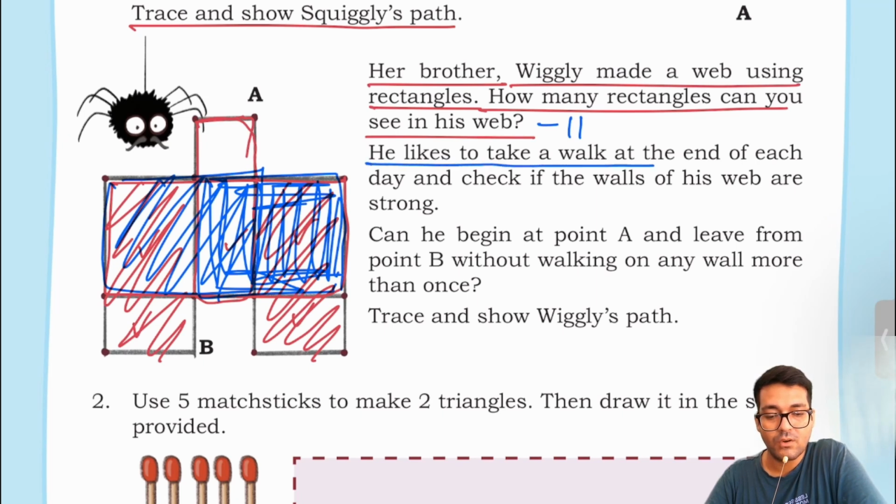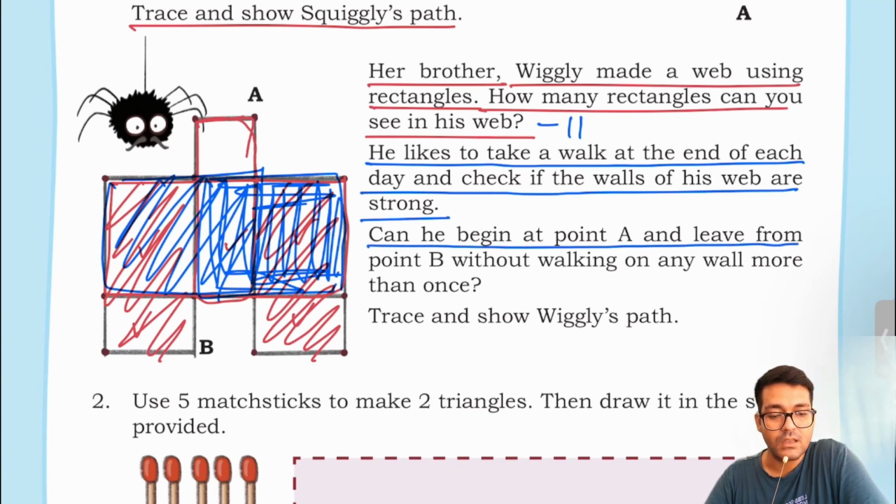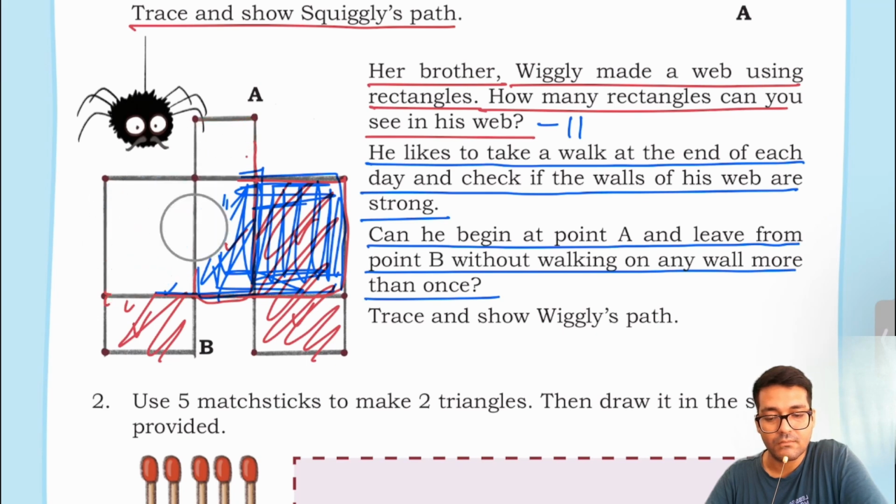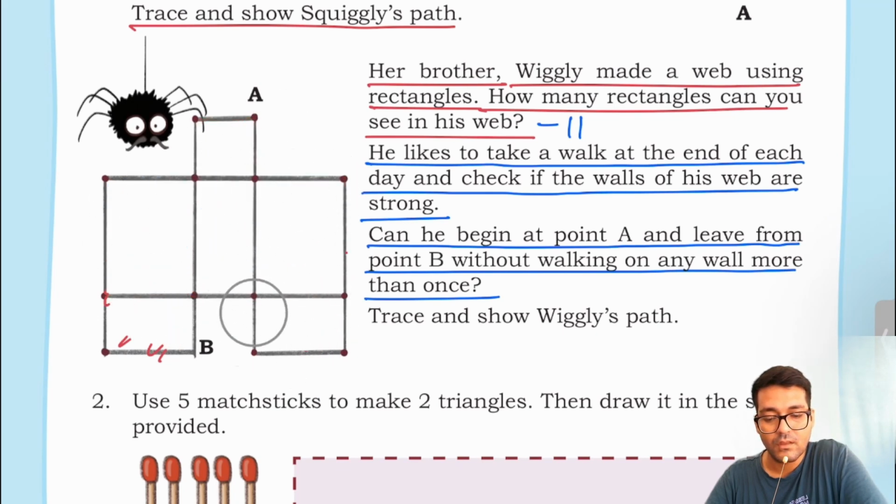He likes to take a walk at the end of each day and check if the walls of his web are strong. Can he begin at point A and leave from point B without walking on any wall more than once? Let's check. He has to start from A and reach point B.